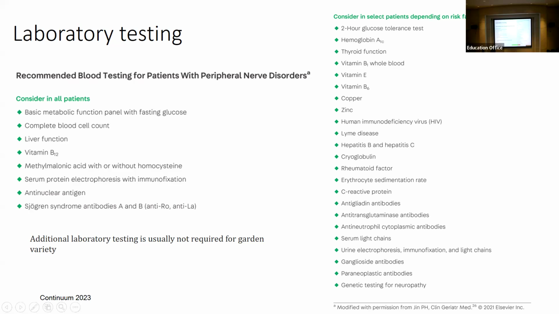But if the patient has some risk factors, shown on the right side, or clinical findings, such as GI symptoms or celiac disease, you can order some vitamin Bs and you can order anti-gliadin antibodies as well. But in general, you don't need any further testing like EMG or imaging.